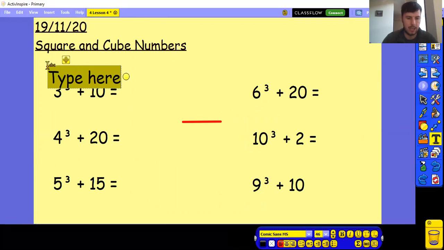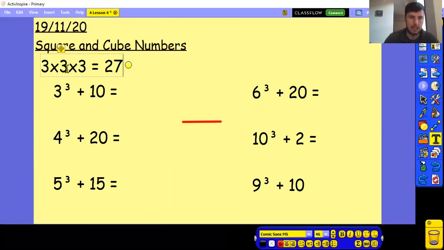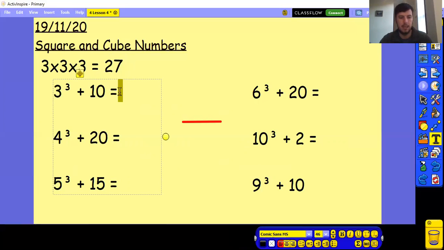So that's 3 times 3 times 3, which equals, as we know, 27, because 3 times 3 equals 9, and 9 times 3 equals 27. 27 add 10 is going to be 37. Well done, we said that.